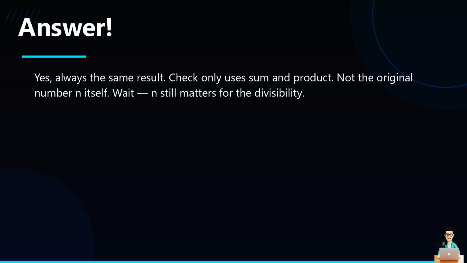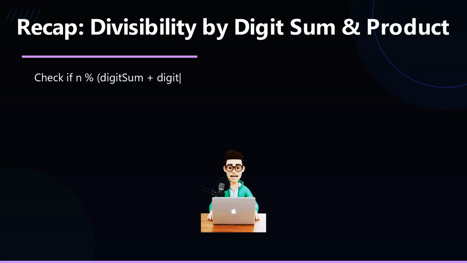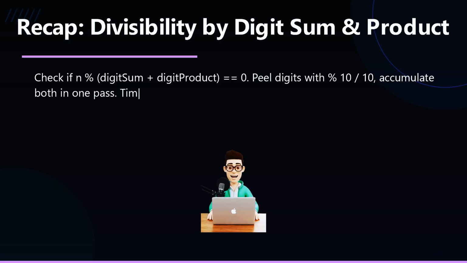That was LeetCode 3622. Check whether a number is divisible by the sum of its digit sum and digit product. The core trick is peeling off digits one at a time, tracking both sum and product together, then checking one modulo at the end. It runs in O of log n time with only constant space, since you only touch each digit once.